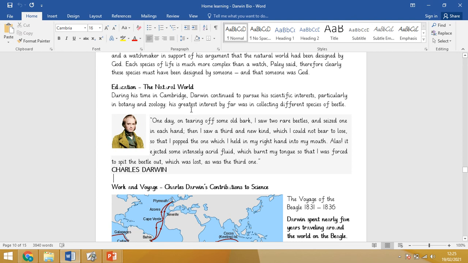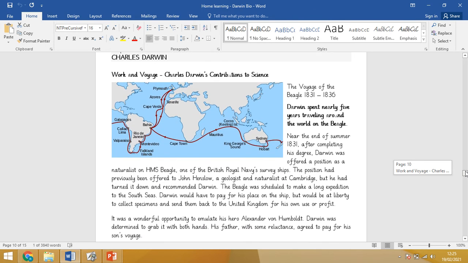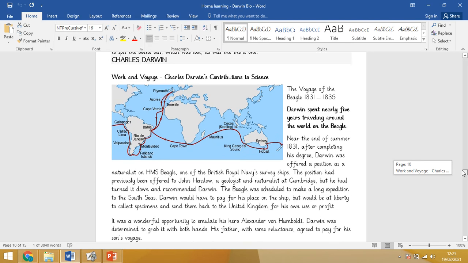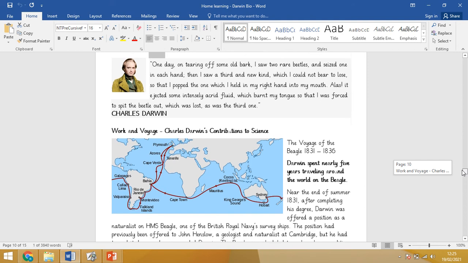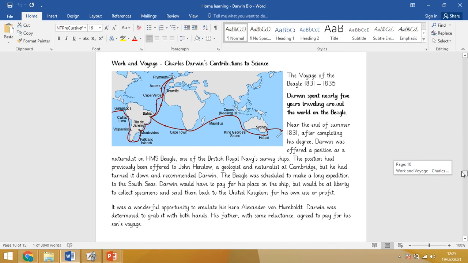Right, so when he was at Cambridge, he pursued his natural interests in botany and zoology. Botany is the scientific word for the study of plants, zoology is the study of animals. He was fascinated by different species of beetles, as it explains there. So that's when he started really getting interested in the natural world. It's a good job, really, because he's a very famous naturalist.